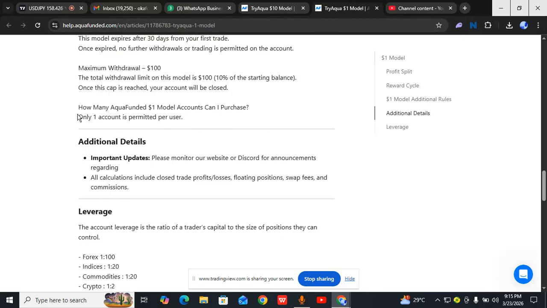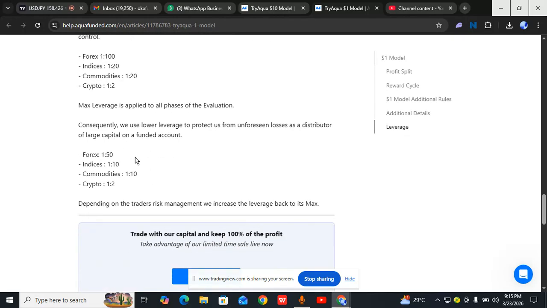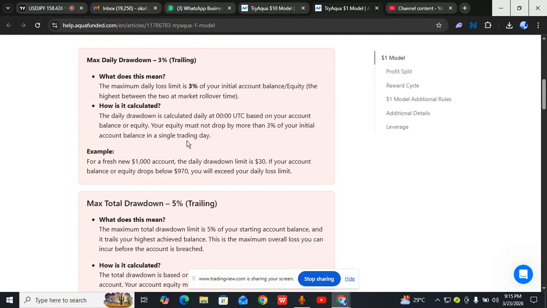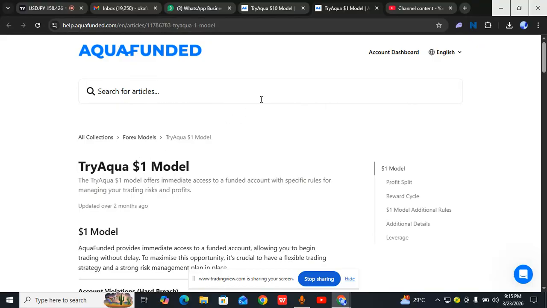So it's that one account, one person. Once you buy once, you can't buy again unless there is something like this later in the future. But right now, once you buy just one account, that is all. So trade it wisely. So that's basically all for the $1, which is the 1K account.